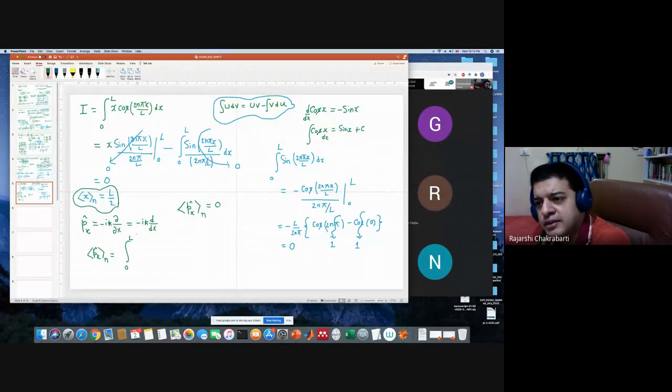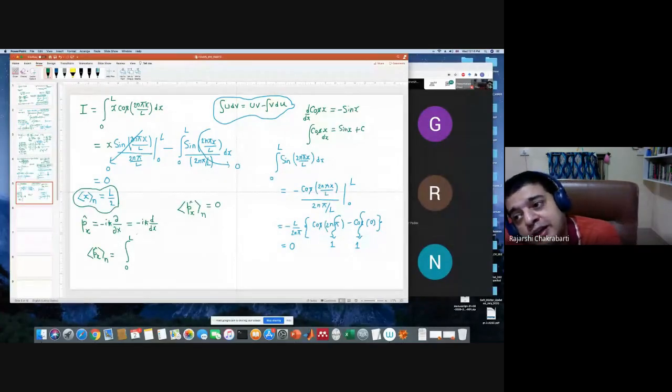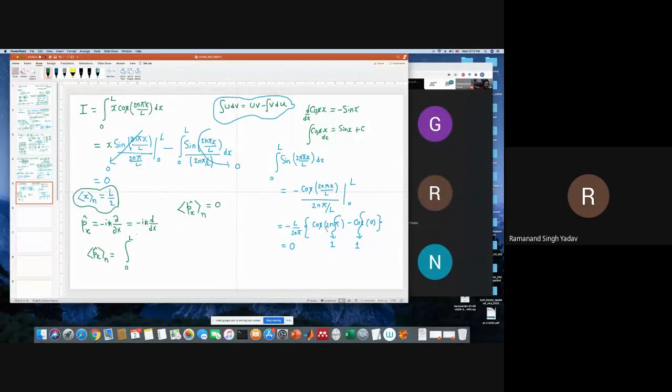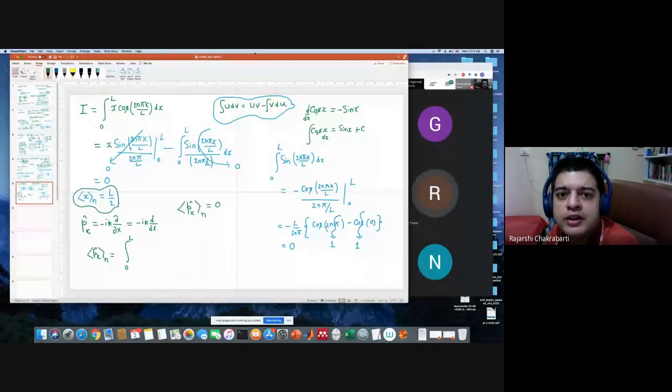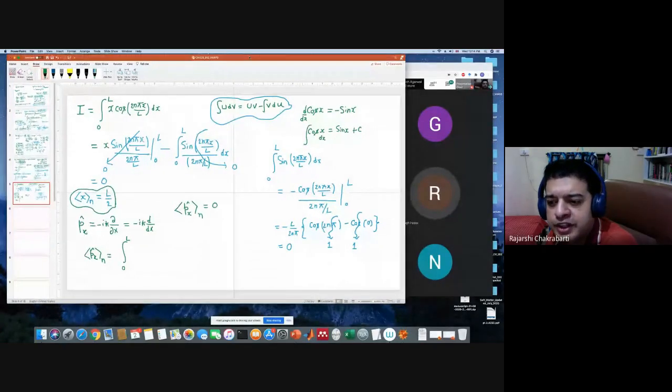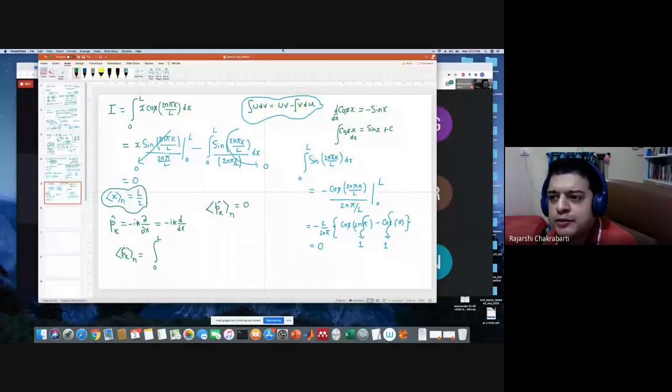You can do the math. If you take the length from 0 to L by 2, then your wave function is going to change. Your wave function is not going to be sine n pi x by L. It will be sine n pi x by L by 2. Don't think about the same wave function, because your problem has changed.